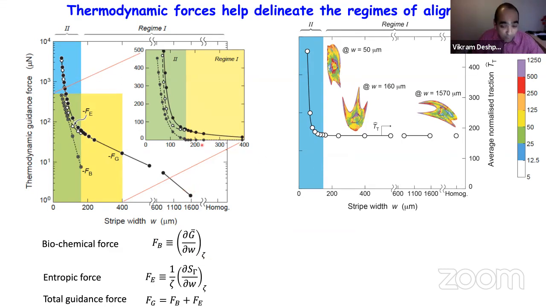There are other forces that are measurable forces that come from the calculation. That is, what are the tractions that the cell exerts on the substrate, which are measured by traction force microscopy and things like that. So this is showing the measured tractions on the substrate. They don't change with the stripe width in regime 1, but they increase dramatically in regime 2. They remain constant in regime 1.